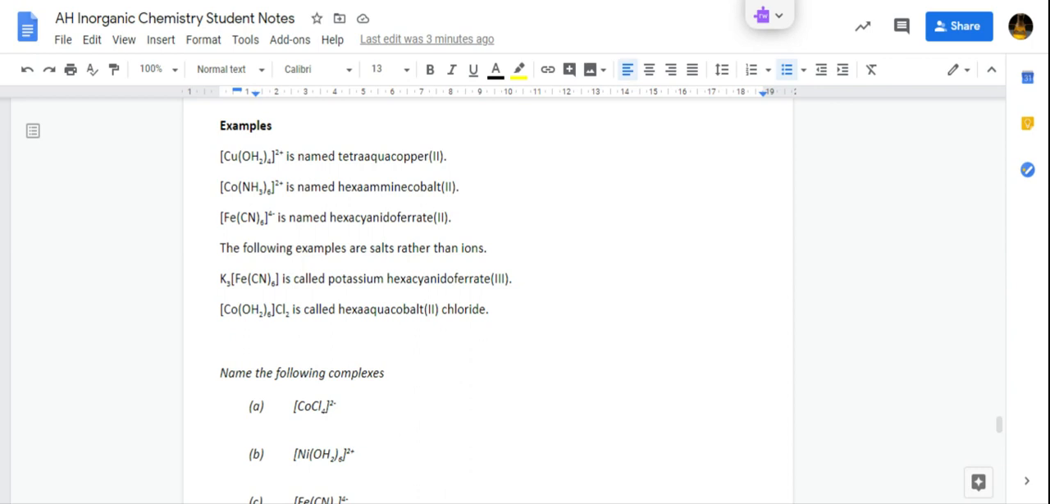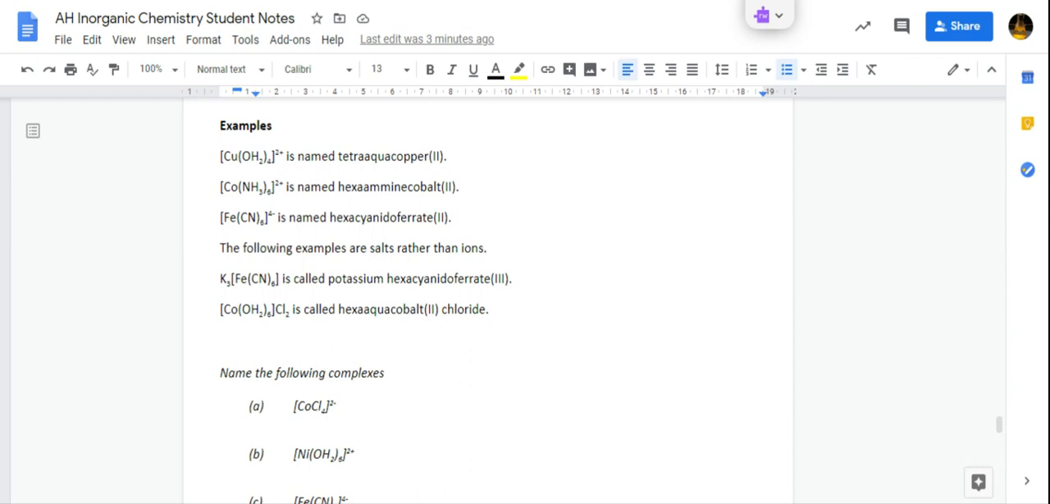For this one here, we have 6 cyanido ligands. Now the cyanide ion has a single negative charge, so the oxidation state of all of these cyanido ligands is -6. The complex ion overall has a charge of 4-. So in order for -6 to become 4-, the ion must have an oxidation state of +2.